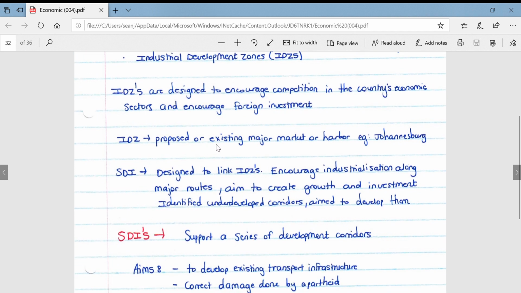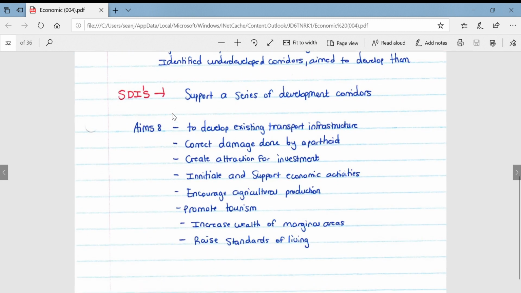An IDZ is proposed or existing around a major market or harbour, such as Johannesburg, and your spatial development initiatives, or SDIs, are designed to link the IDZs and encourage industrialization along major routes or corridors. They aim to create growth and investment, identify underdeveloped corridors and aim to develop them. SDIs support a series of development corridors.